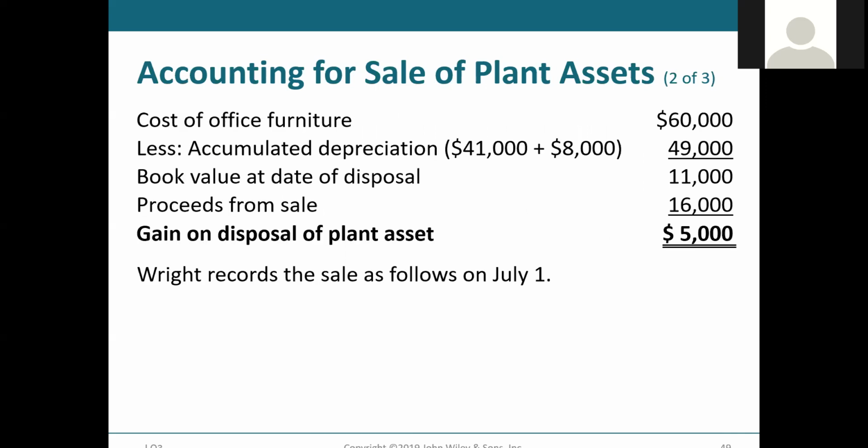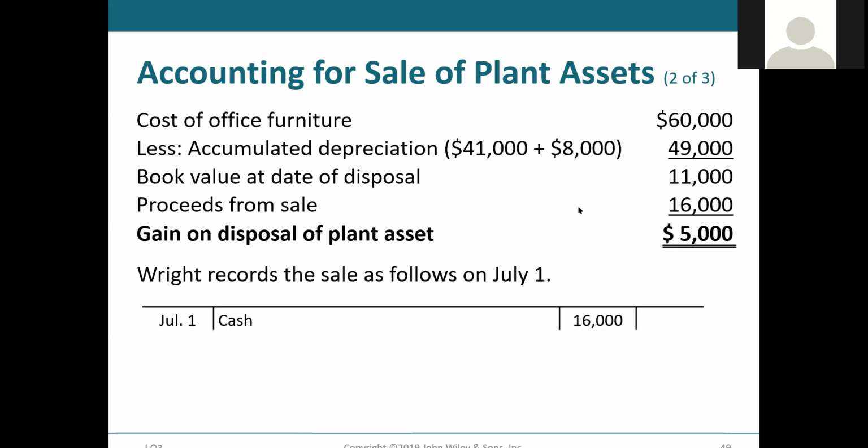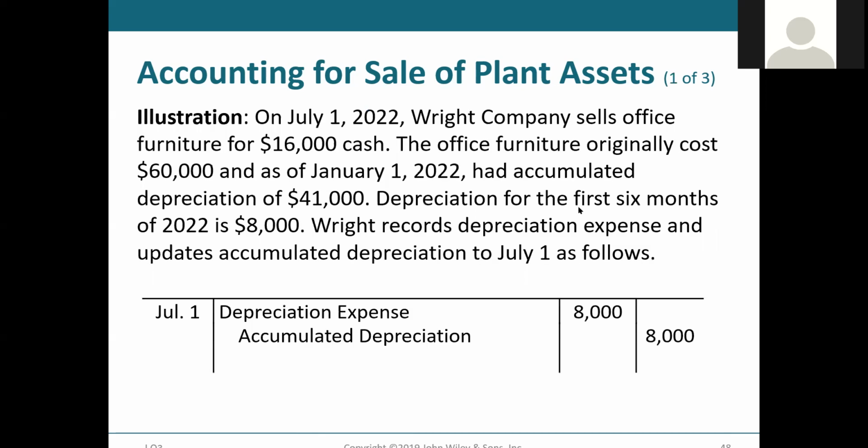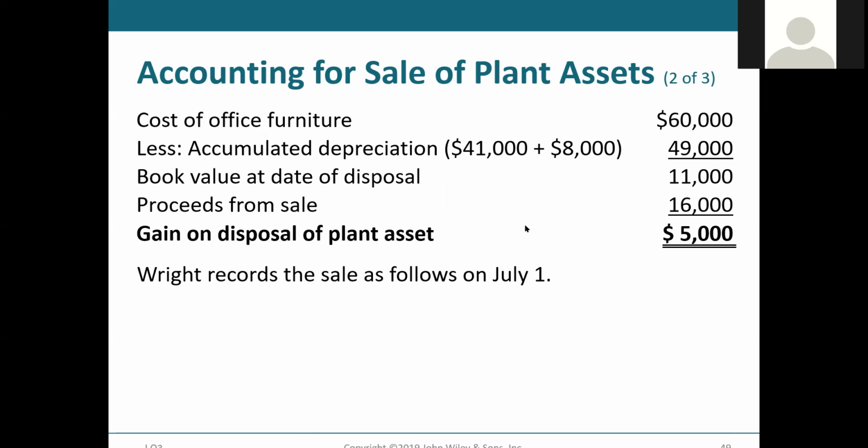So take a look here now. We have an asset for which we paid $60,000. The accumulated depreciation was $41,000 plus the $8,000 for the first 6 months of the year where we're getting rid of it. So that's 49. The book value is 11. The proceeds were 16, they told us. We have a gain of 5,000.